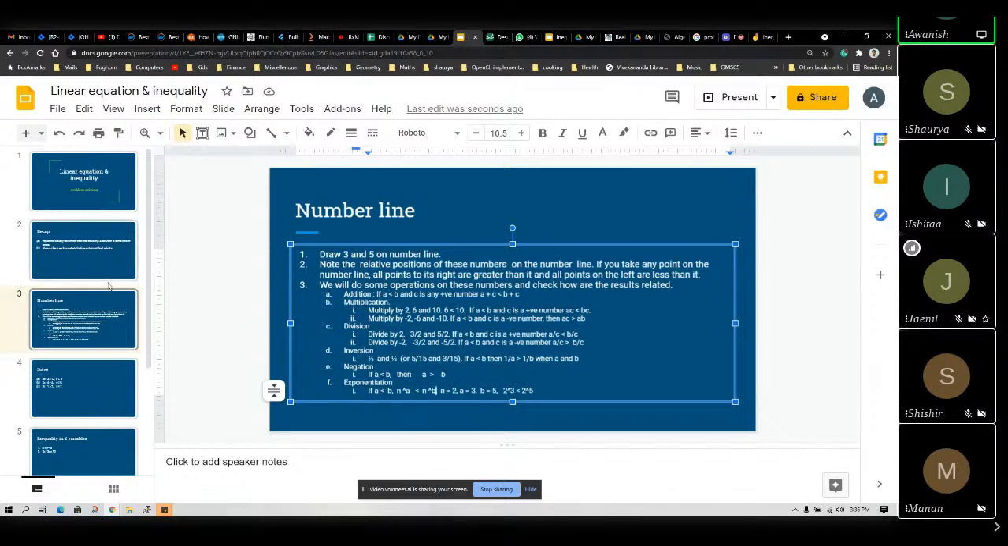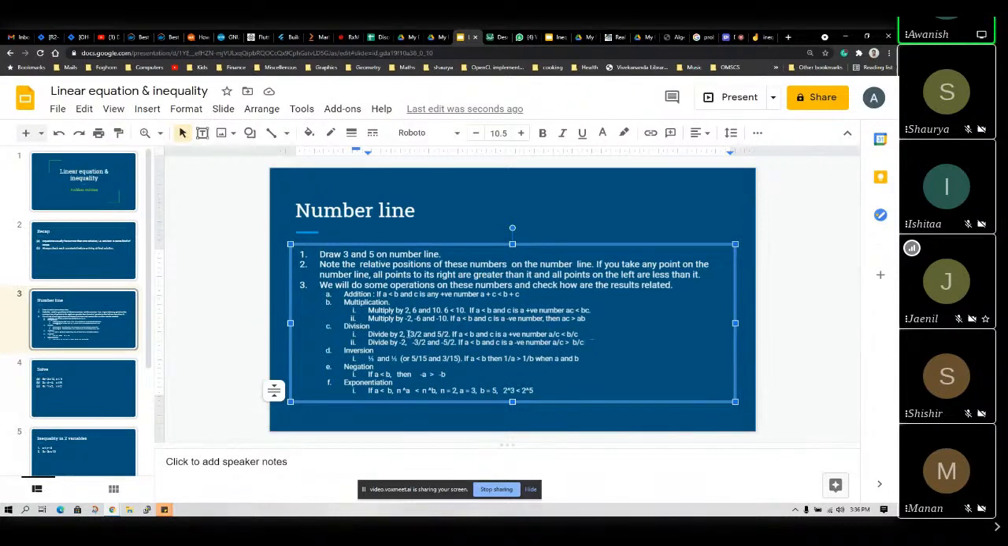So these were some of the basic rules that I was trying to explain. We always need to remember that when we add something, the inequality remains unchanged. If A was less than B, adding something on both sides will not change the inequality. Multiplying by a positive number will not change the inequality. Multiplying by a negative number will change the inequality from less than to greater than and vice versa. Similarly, dividing by a positive number will not change the inequality, but dividing by a negative number will change the inequality.